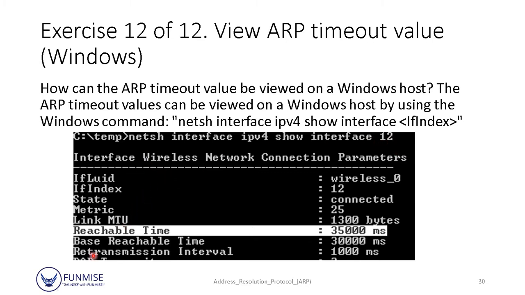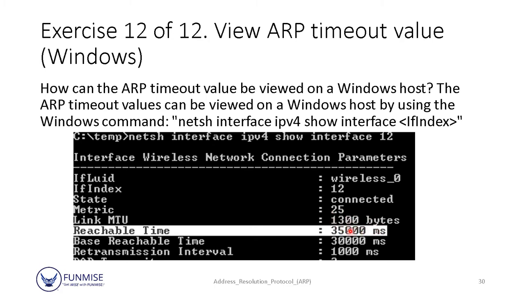Here within the output, you see these settings here. This is actually a wireless interface apparently that's being checked. But it shows you the state is connected, you know, the metric, also the MTU. Metric and MTU were covered in prior lessons. But we see here this reachable time currently is set to 35,000 milliseconds, which is actually 35 seconds.